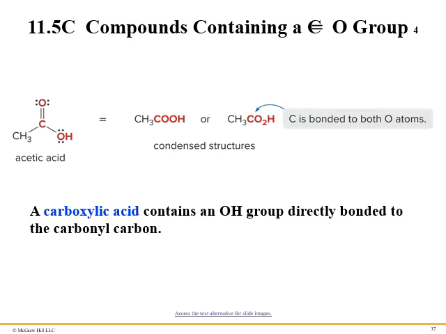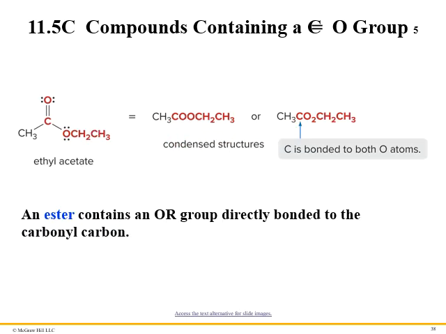Carboxylic acid contains a hydroxyl group tied to that carbonyl. And you can draw it condensed as well. And again, it depends on whether you want to show the structure or just the molecule itself. Esters contain an oxygen with an R group next to that carbonyl. So we call that an OR group directly bonded to the carbonyl carbon.